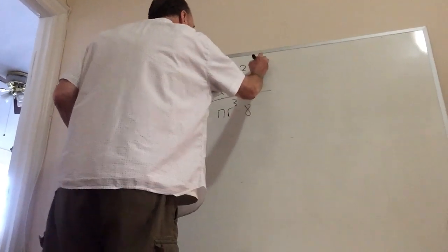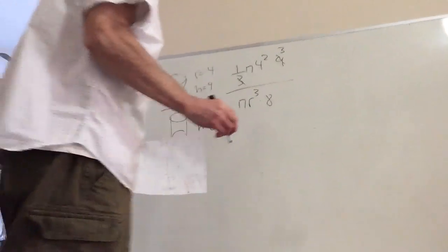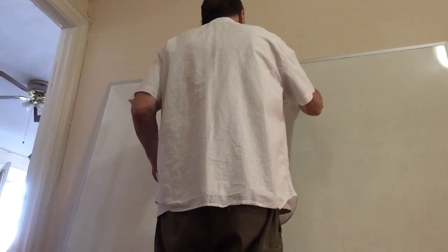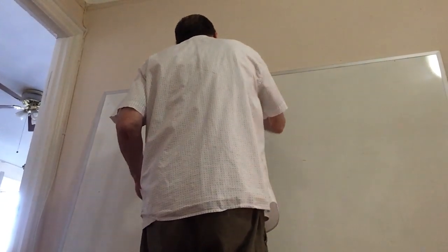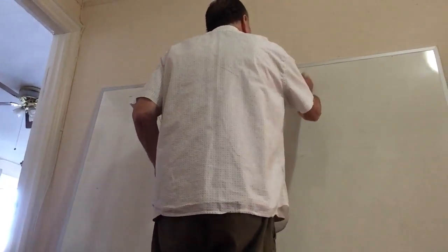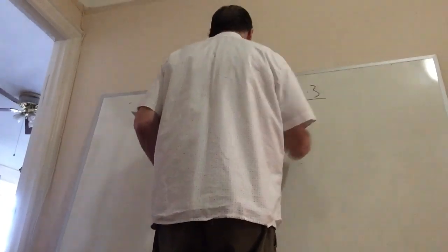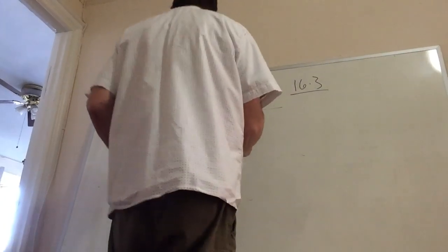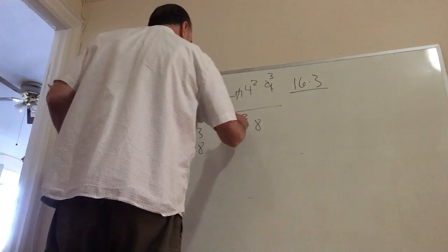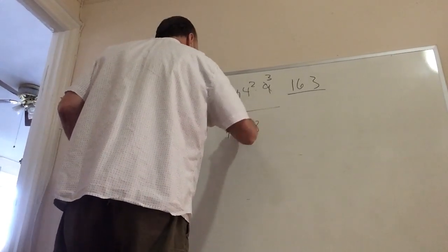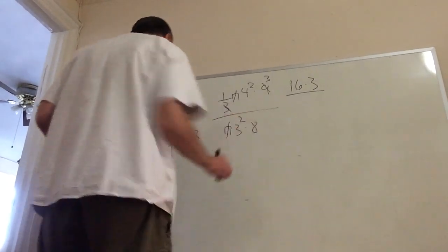Immediately we do this as we've done before. We're starting to see how easy the problems are. The pi's are canceling now, and we have 16 times 3 divided by, oops, I wrote r 3 there. I was supposed to write 3 squared, okay?